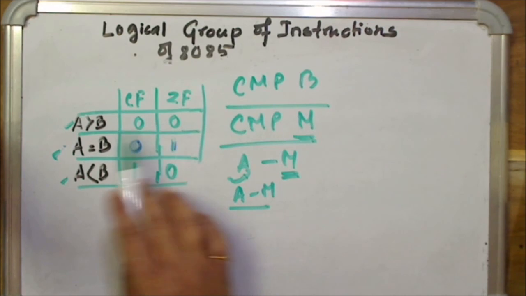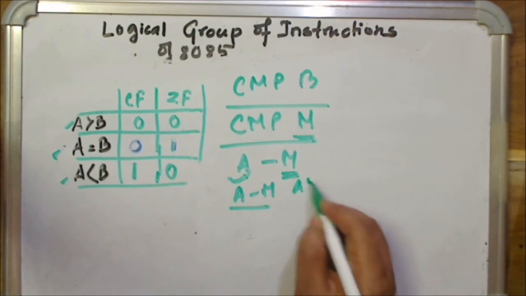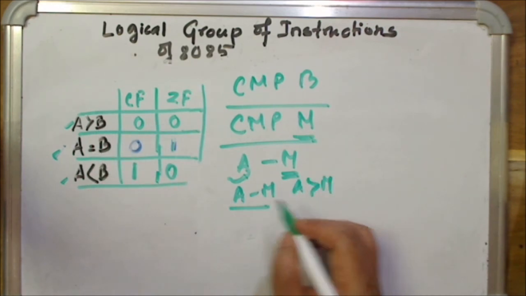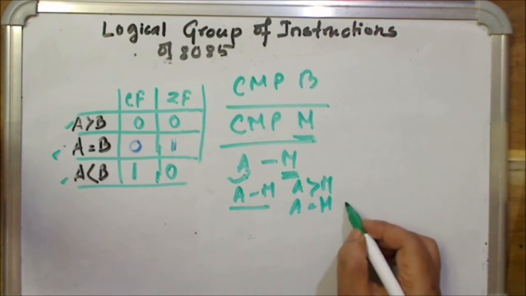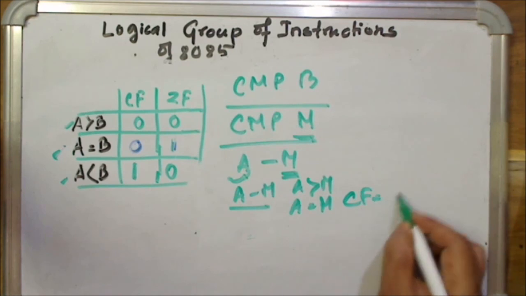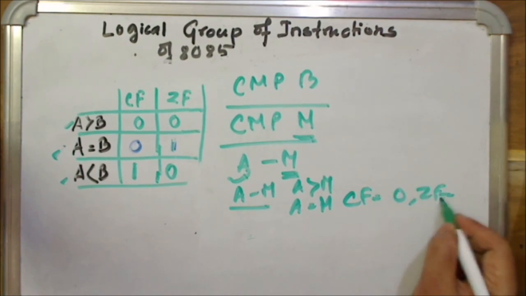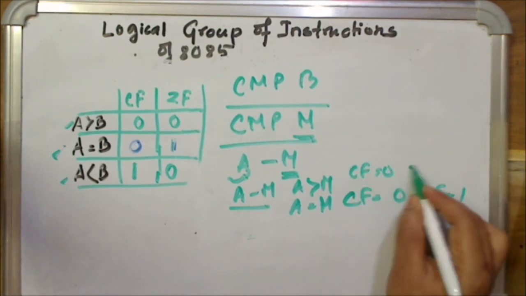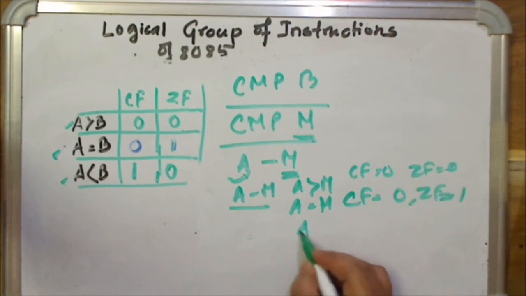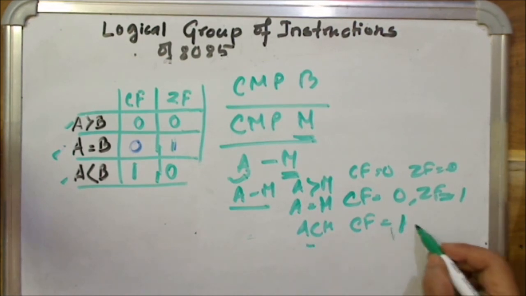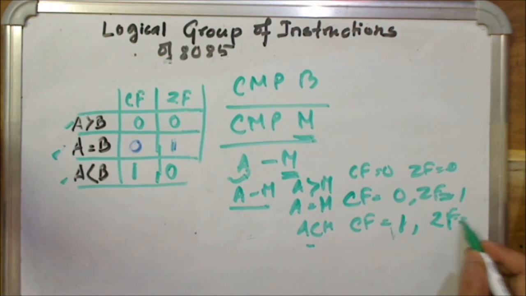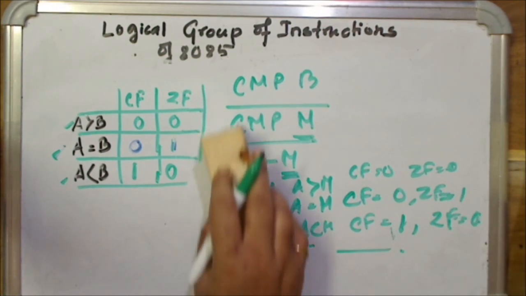If both the flags are 0, that is A is greater than M. If A is equal to M, then carry flag is 0 and zero flag is 1. And if A is less than M, the carry flag is 1, there is a borrow, and zero flag is 0. Same, the same process.